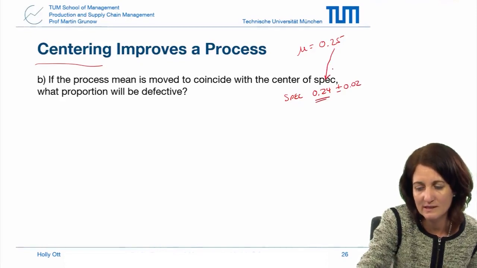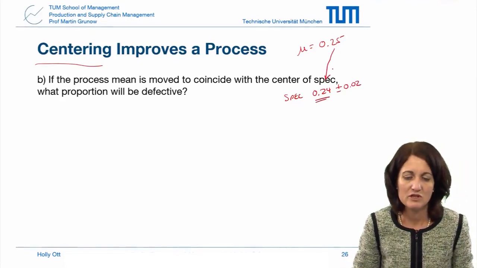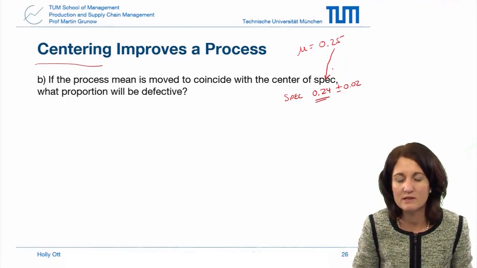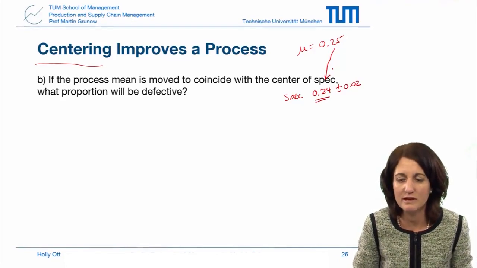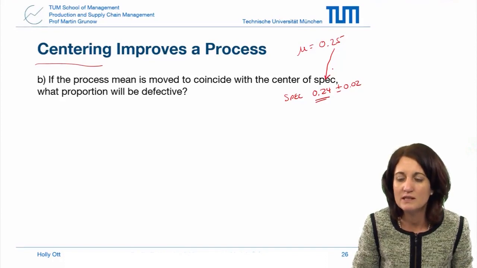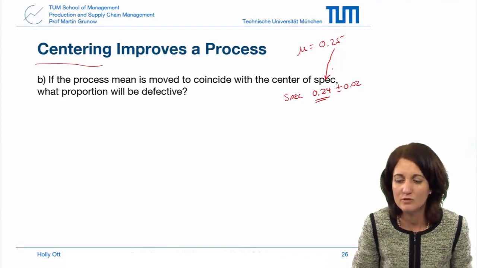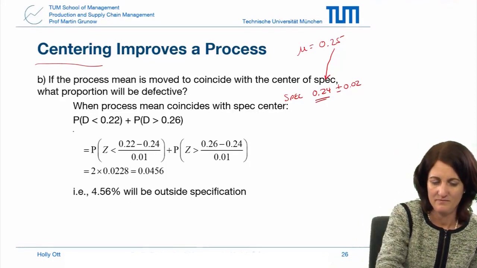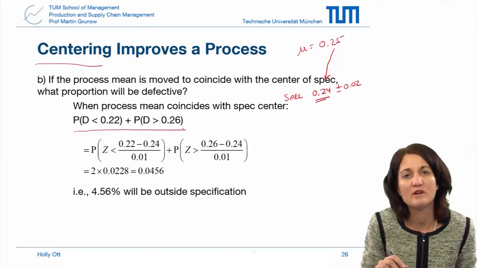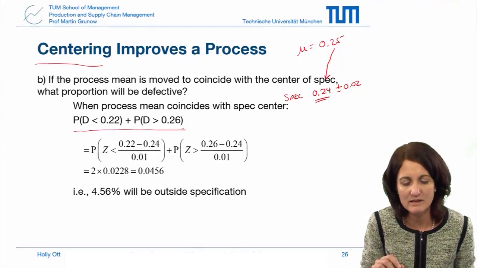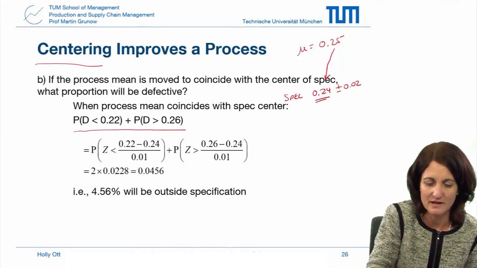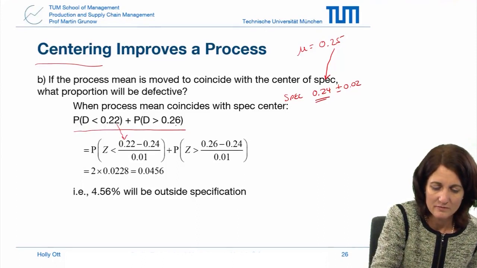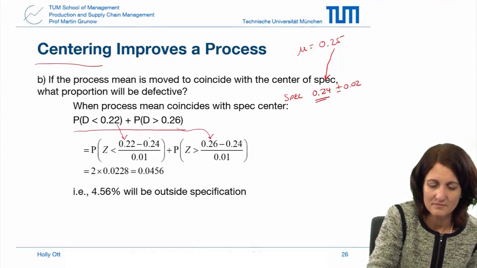These did not coincide. So if we change our process, one thing we can change is to make the mean, instead of being at 0.25, be at 0.24. And then we look for the parts that are out of our specification limits. So this time, exactly the same thing. Here's the 0.22, here's the 0.26.